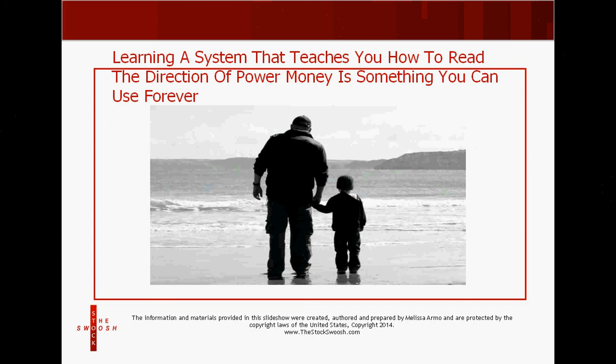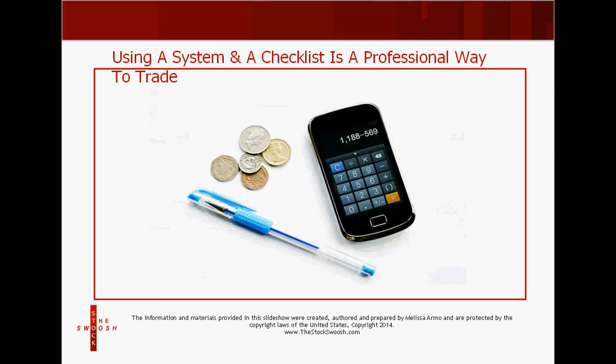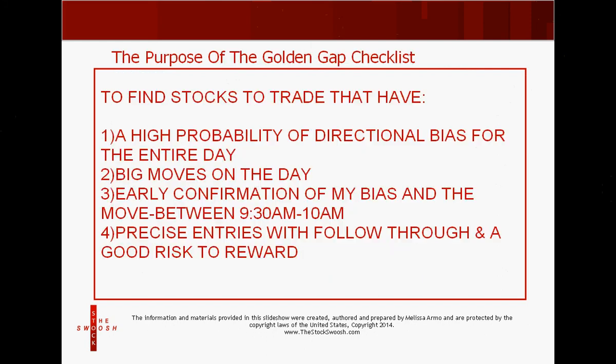It's so powerful that you could use my system forever, as long as the U.S. stock market exists. And as long as the U.S. stock market exists and has a close and open, there will always be gaps, which is a strategy that shows you what to do with the price, okay? Whether to short it, sell it, or buy it. Using a system and a checklist is a very professional way to trade, and even professional traders on big trading desks have checklists they go through.